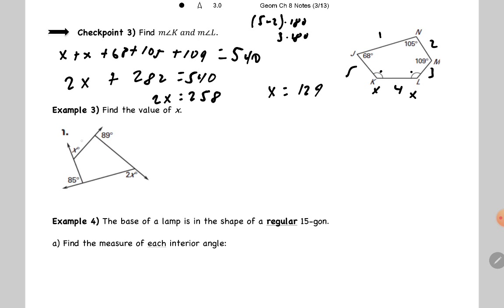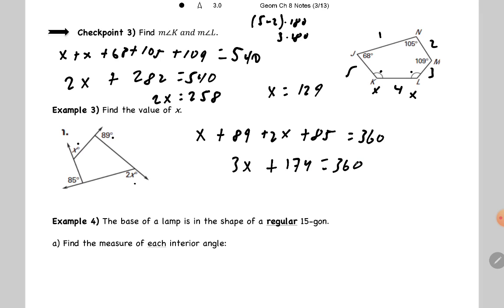Okay, example 3. These are all exterior angles, and we have this rule that says if we add all the exterior angles, so x plus 89 plus 2x plus 85, that is equal to 360 degrees. So I'm going to get 3x plus 89 plus 85, which is 174, equals 360. Subtract both sides by 174, and we'll get 3x equals 186. So x equals 62 degrees.